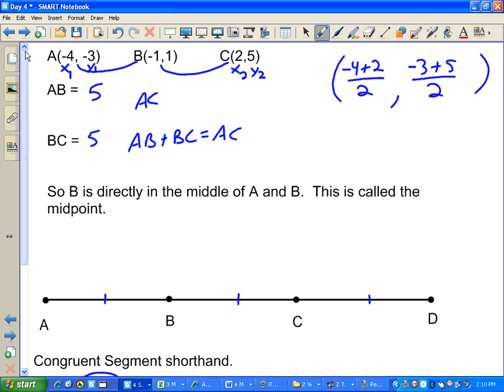Okay, so I'm averaging my x's. Here I'll get -2 over 2, which reduces to -1. Here I'll get 2 over 2, which reduces to 1. This is my midpoint, and there I've confirmed it. Okay, so it's a little easier than using the segment addition postulate and the distance formulas.